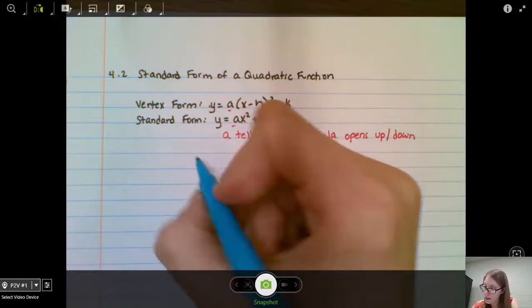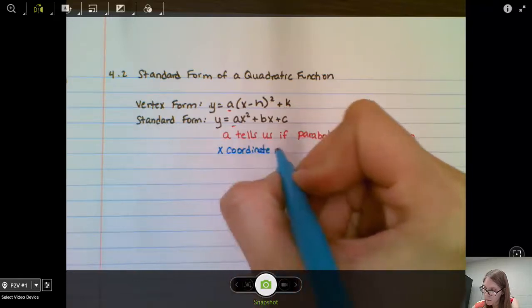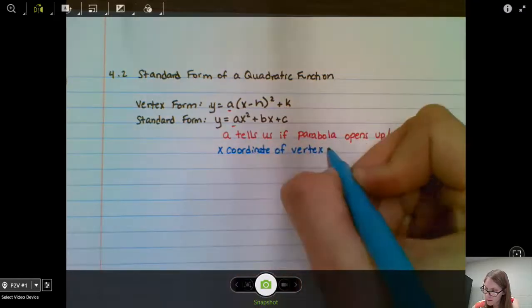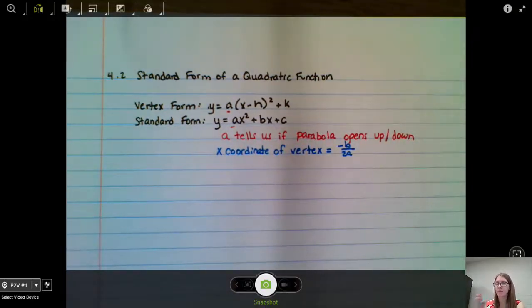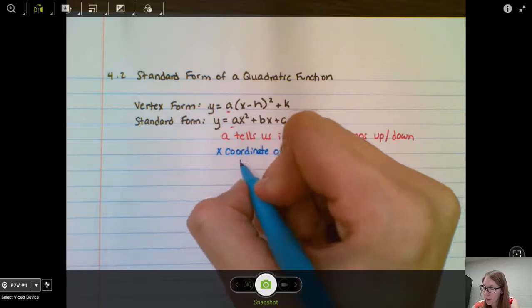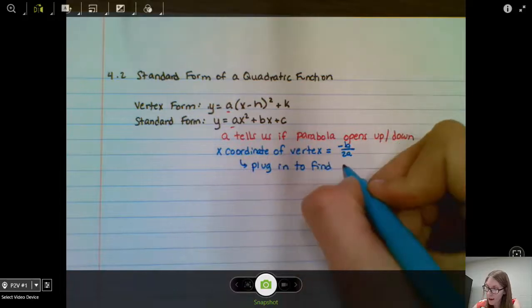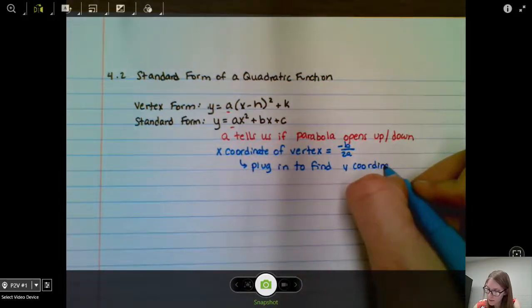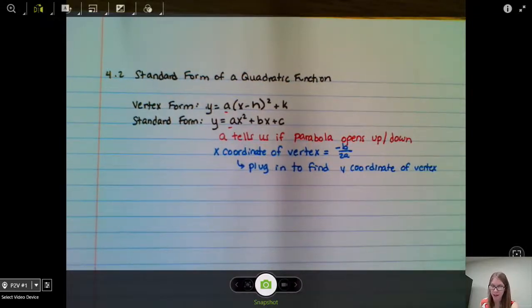Okay, we can find our vertex though. The x coordinate of our vertex is negative b over 2a. And if we know the x coordinate of our vertex, we can plug that in to find the y coordinate of our vertex. All right, so here's our general information about our standard form, and let's get working with it.